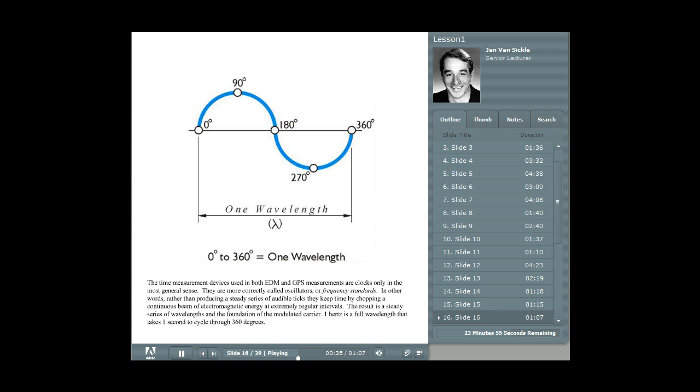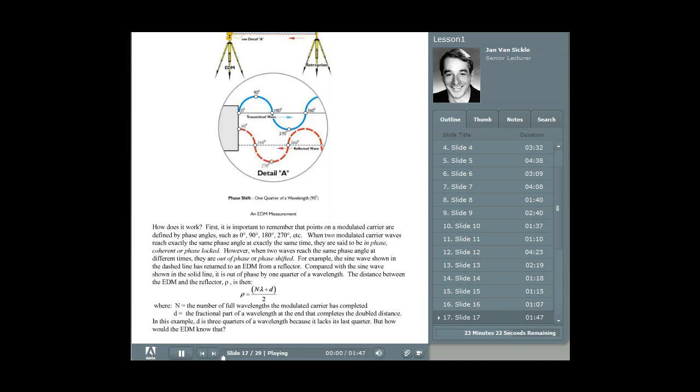Now the oscillators in the EDM or in the GPS satellite have the ability to create very constant wavelengths because, like clocks or oscillators, they're known as frequency standards. So they can create electromagnetic energy that has a very constant wavelength and therefore phase angles at definite distances. One wavelength might be any sort of distance really, but the phase angles for a full cycle go from 0 to 360 as indicated here.